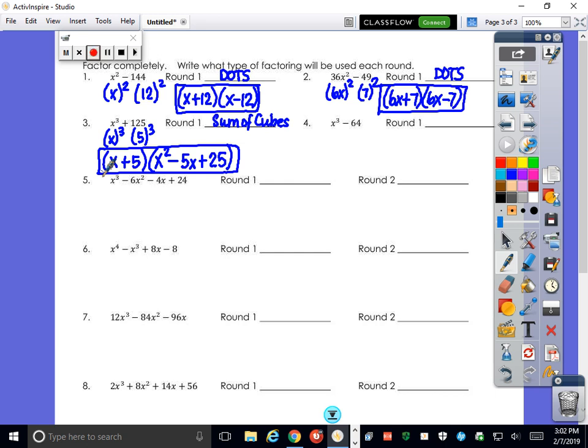For this one, no GCF. So again, we're using cubes, but this is the difference of cubes. We cubed x, and we cubed 4. So we are going to subtract them, because this is subtraction. Then we're going to square the first one. We're going to add the two multiplied by each other, which is 4x. And then we're going to add the last one squared, which is 16.